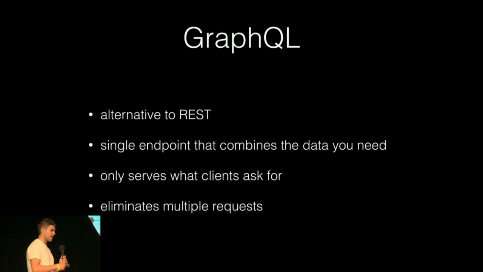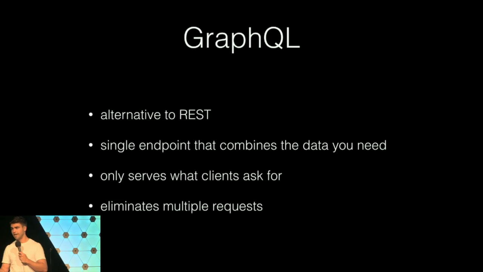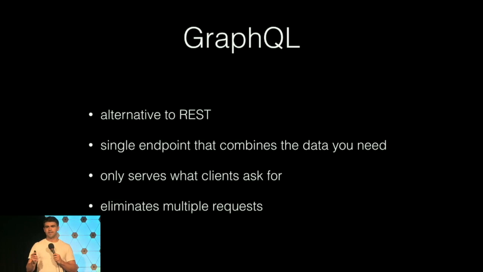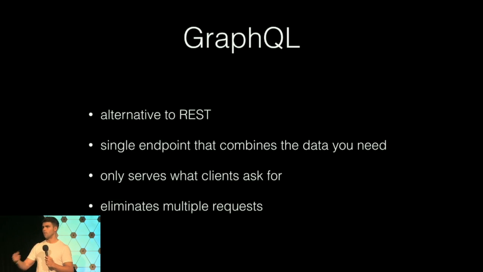And the contract that the endpoint follows and the client has, so that this doesn't become crazy slow or return these giant responses, is that as a client, you only ask for the data that you need. In particular, this has been really popular on both mobile and client-side apps because it eliminates a lot of these multiple requests that might happen.